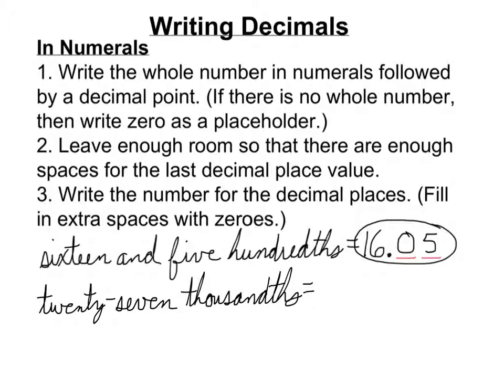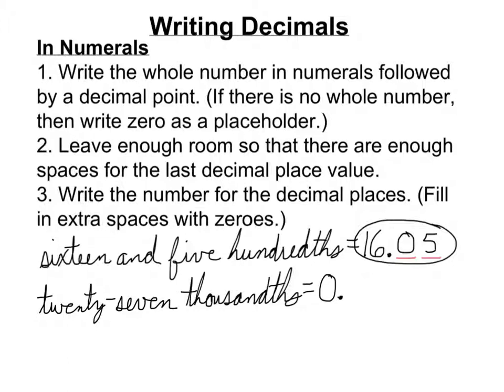So, step 1, write the decimal whole number. Well, remember the decimal whole number is separated by AND. Well, there is no AND here. So we're going to go to this part. If there is no whole number, then we're going to write 0 as our placeholder. So I've got 0 followed by a decimal.